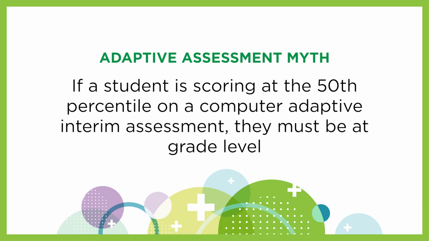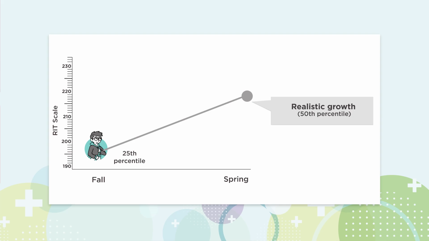Myth number 3. If a student is scoring at the 50th percentile on a computer adaptive interim assessment, that means they're at grade level. Reality. The 50th percentile indicates that a student scored better than 50% of their peers in the same grade level during a specific testing period. It represents the national average, or norm. In other words, the student is performing at an average level compared to their national peers.